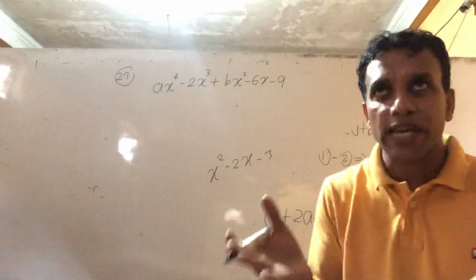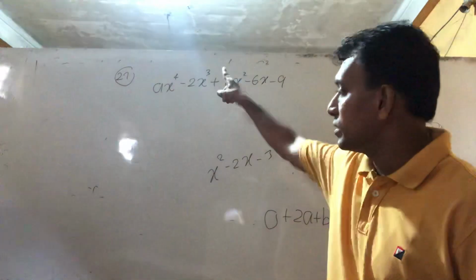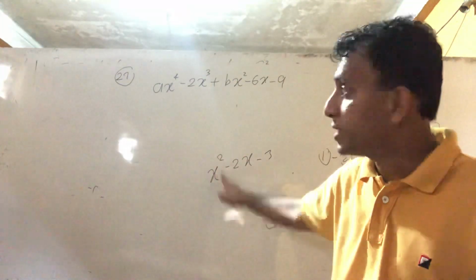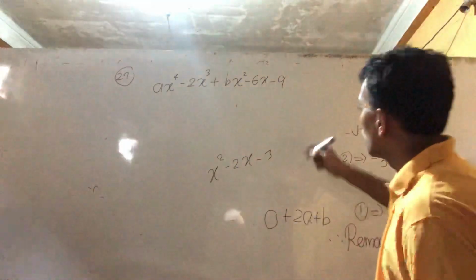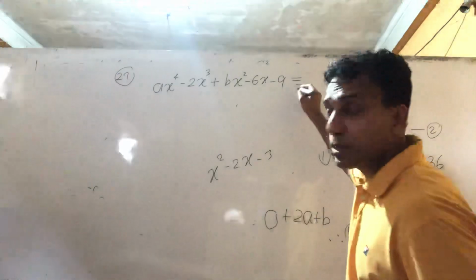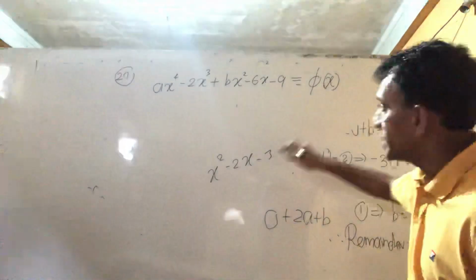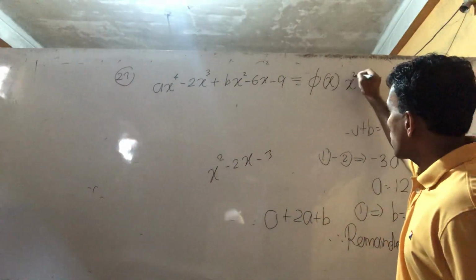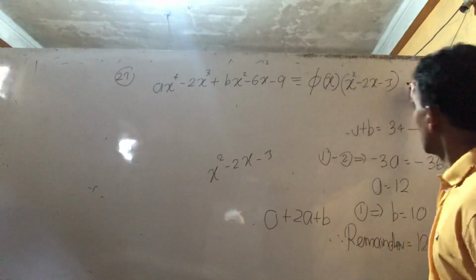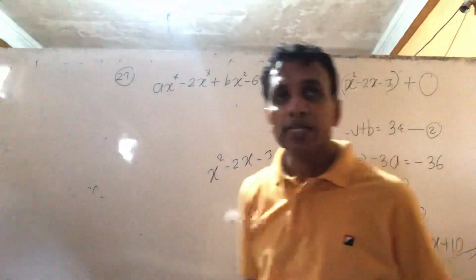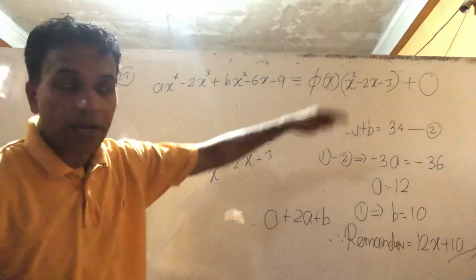All similar ideas, right? So what do we mean by exactly divisible? This quadratic expression is a factor of that polynomial. That's the meaning, right? So we write the identical pattern: the polynomial equals the quotient times (x^2 minus 2x minus 3) plus the remainder, and the remainder is 0. Exactly divisible means when you divide, there's no remainder.